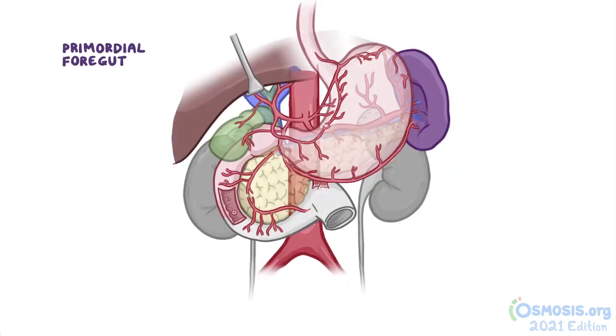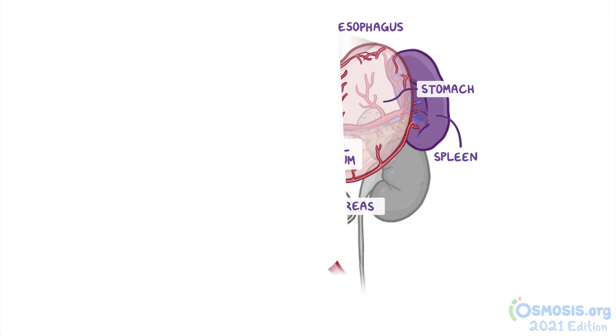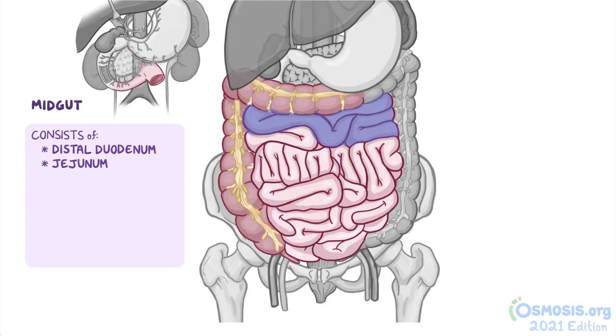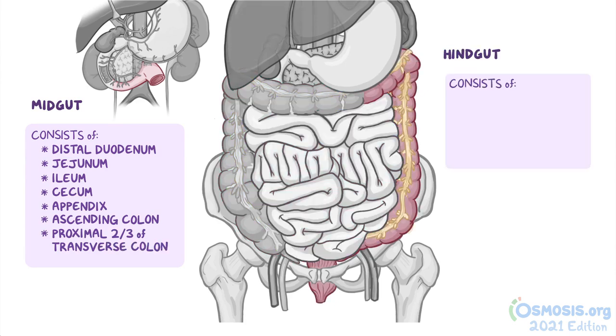Alright, as a quick recap. The primordial foregut gives rise to the esophagus, stomach, proximal duodenum to the level of the major duodenal papilla, liver, gallbladder, pancreas, and spleen. The midgut gives rise to the distal duodenum, jejunum, ileum, cecum, appendix, ascending colon, and proximal 2/3 of the transverse colon. The hindgut gives rise to the distal third of the transverse colon, descending and sigmoid colon, and rectum.